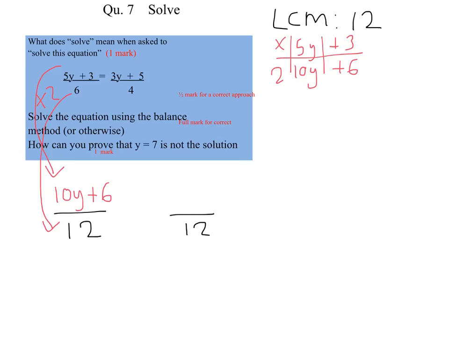Your second one, 4 to get to 12, is going to be times by 3. So we must do the same to the top. And again, you could use your grid method. 3 lots of 3y is 9y, and 3 lots of 5 is 15. So these two fractions are still equal to each other.